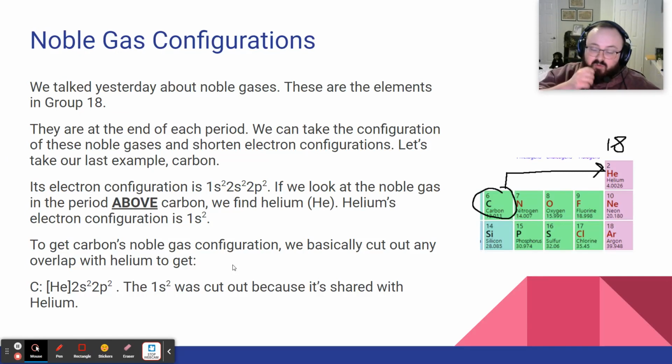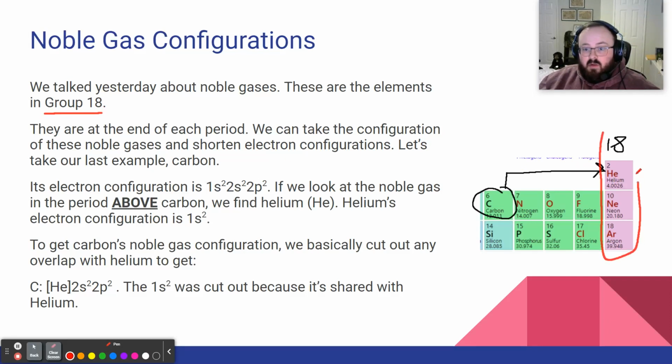Alright. Noble gas configurations. I think what I'm going to show you will make this a little bit more clear. Hopefully it does. We talked a lot yesterday about the noble gases, and I'm using the term now just because I've introduced it. They are the elements in group 18, so I don't show all of them here, but helium, neon, argon, below that krypton and xenon. Those are the noble gases.